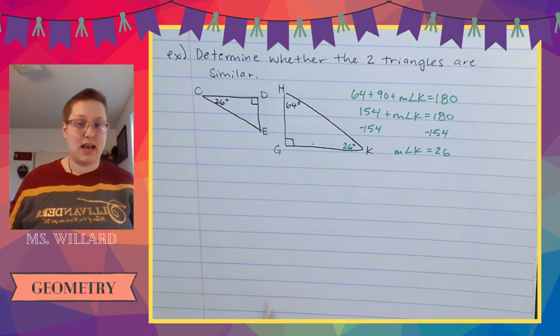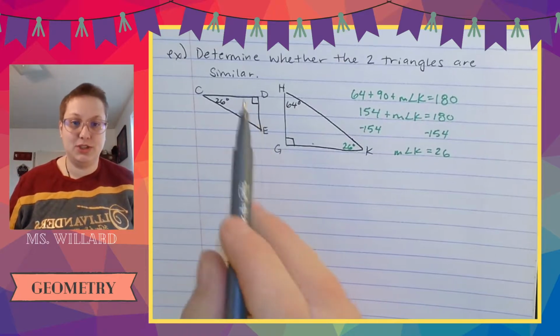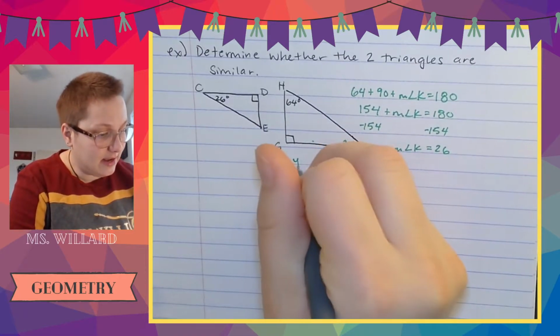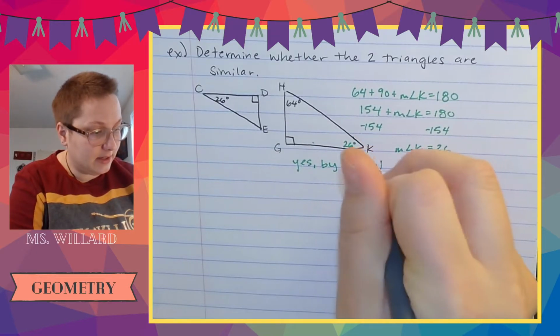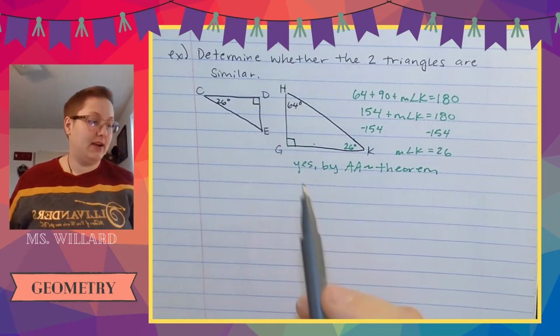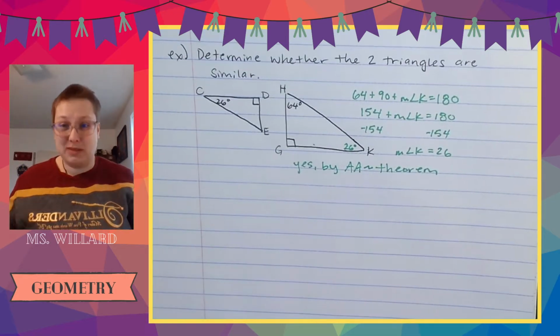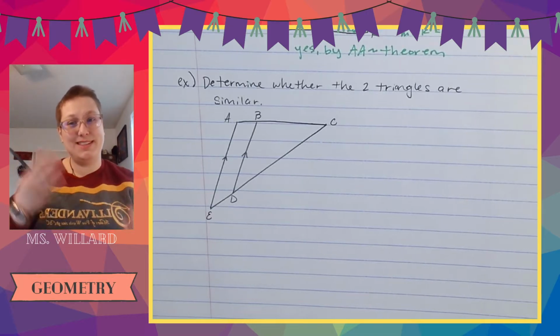Okay, which means that I have angle C and angle K match and angle D and angle G match. So I would say yes by angle-angle similarity theorem. And that would be my answer. Now, AA squiggle means angle-angle similarity. Okay. So I want to determine whether these two triangles are similar.